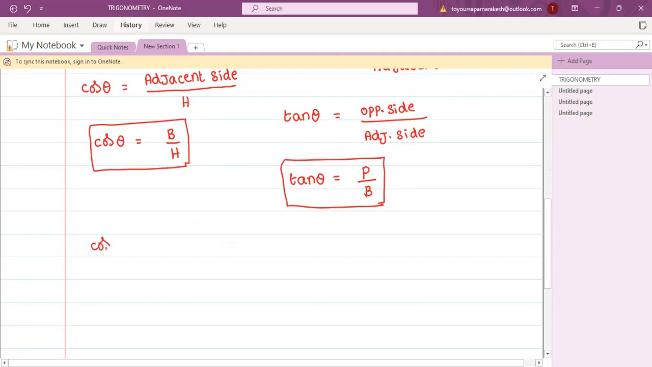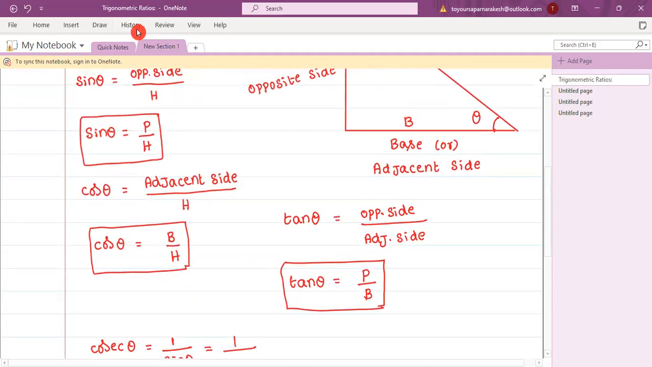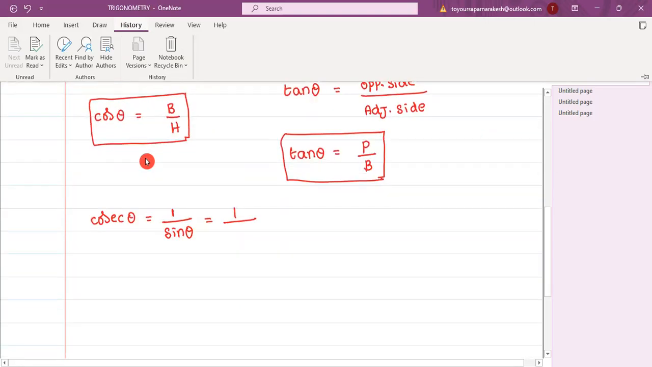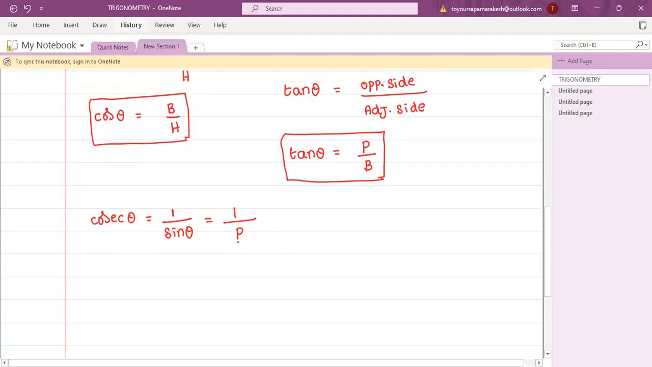Next, we have to find cosec theta. We know cosec theta means 1 upon sine theta. Already we have sine theta equal to P upon H, so in the place of sine theta we write P upon H. By simplifying, we get cosec theta equal to H upon P.